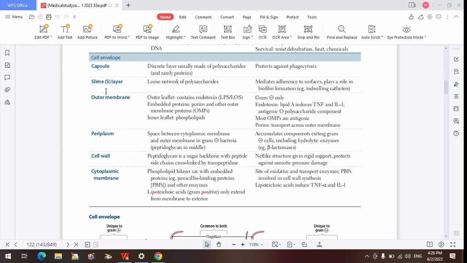So the next layer is a slime layer. So the virulence factor, the ability of the organism to cause disease. Yes, to cause the disease and also protect itself from damage. So it's both an offensive and a defensive weapon. Okay, yes, thanks, exactly. So slime layer.